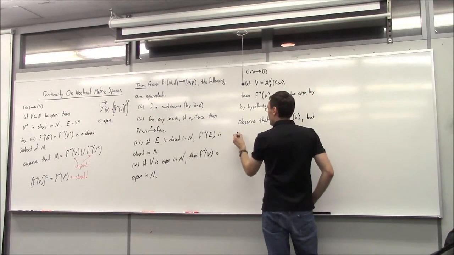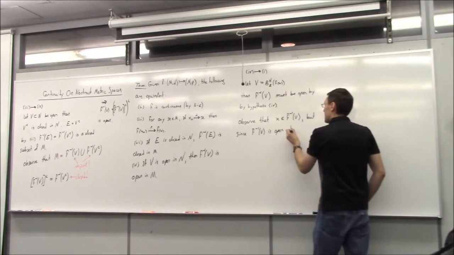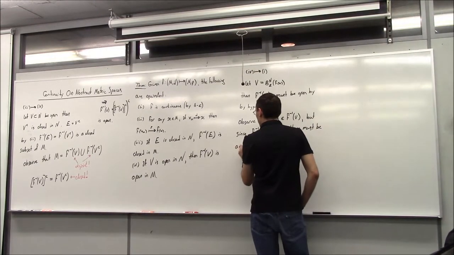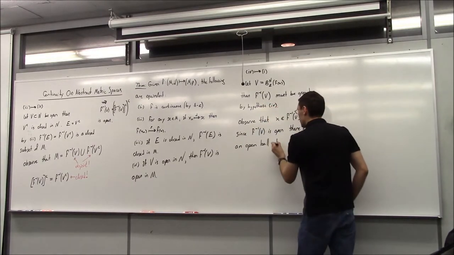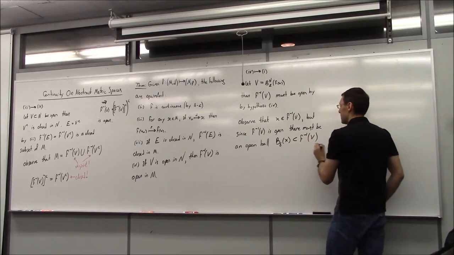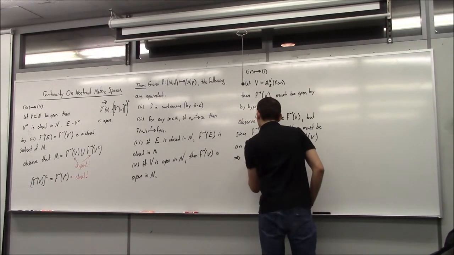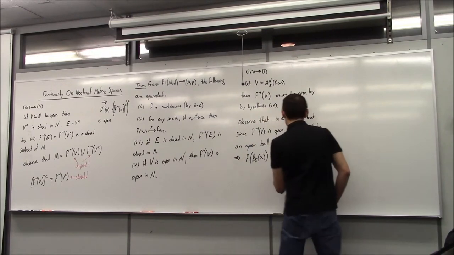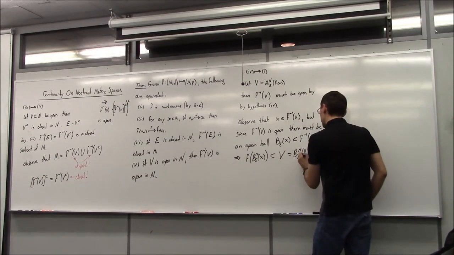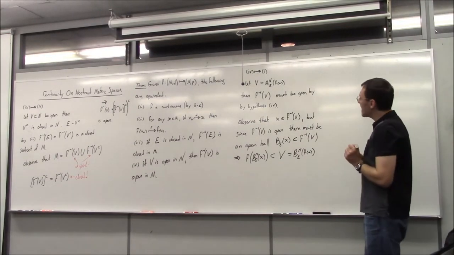But since f inverse of V is open, there must be an open ball. We can call it ball of radius delta around x, which is part of the preimage of V. And the implication is simply that the image of the ball of radius delta around x is a subset of V. And what's V? V is just the ball of radius epsilon around f of x. This is exactly the delta-epsilon definition. Make sense?